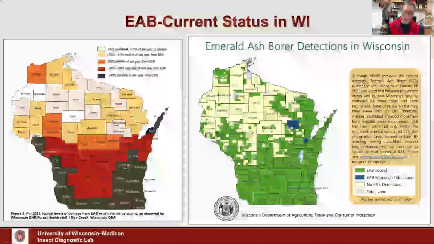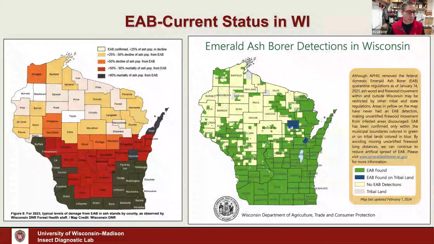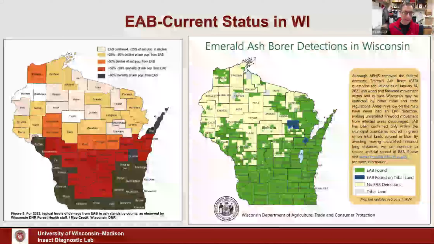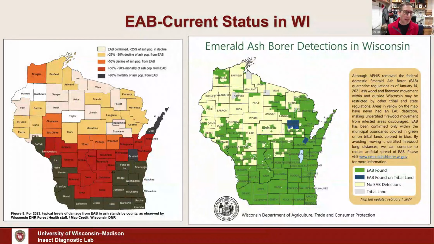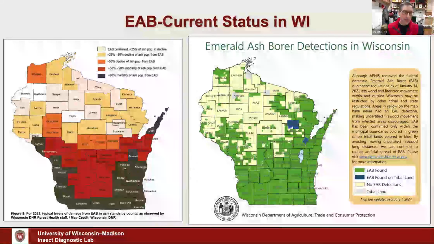There's still some out there that maybe have not been impacted yet or are just starting to decline. Counties that are orange, we've maybe got 50% decline of ash trees. And then counties that are yellow or kind of that light beige color, we don't have a whole lot of ash mortality at this point. So again, the northern parts of Wisconsin really have not faced the brunt of this insect yet. So this is going to be an evolving situation.